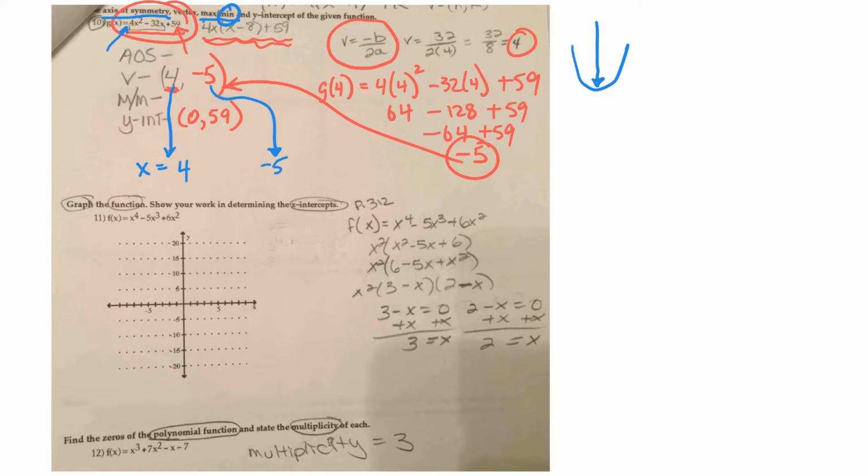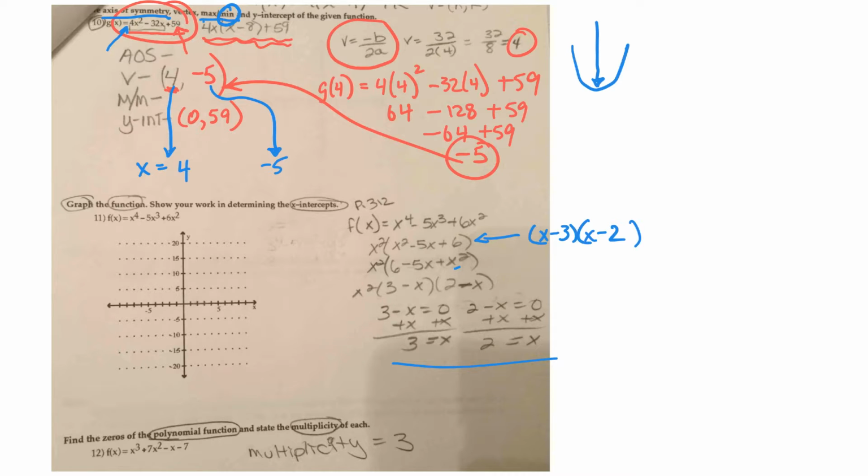Okay, and the next question, it looks fine. I would have probably left the function like that and done my two brackets as x minus 3, x minus 2. But the way you did it, it looks like it came out to the same thing, right? x equals 3, x equals 2. So yeah, that's fine. Let's see, graph the function, show your work and determine the x-intercepts.